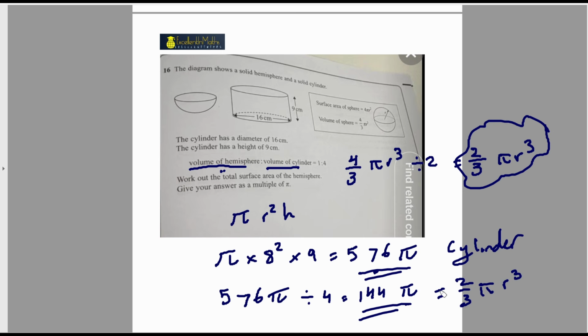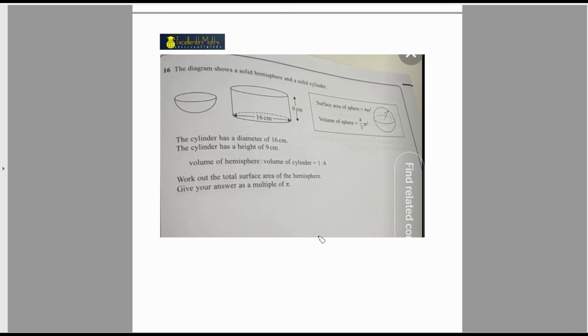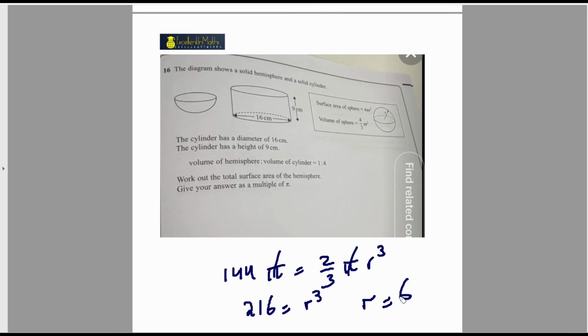Now you divide both sides by pi, cancel pi with pi, then times by 3. I need the space, so let me clear all of that. So we say 144 pi equals 2/3 pi r cubed. Cancel pi with pi, and then times by 3 and divide by 2. So you get 216 equals r cubed. Cube root that, so r is equal to 6.